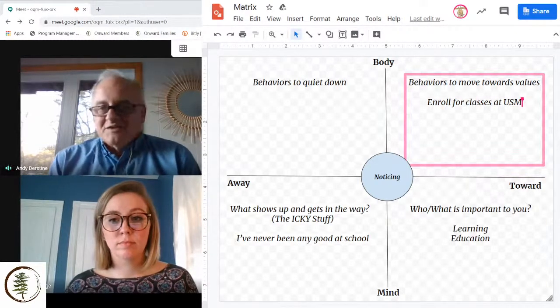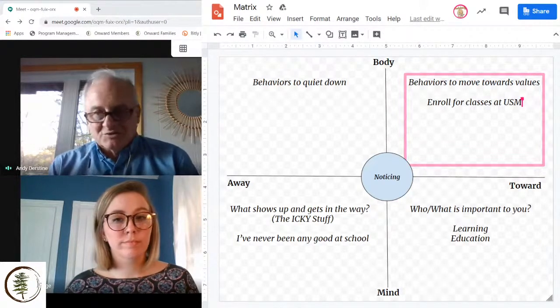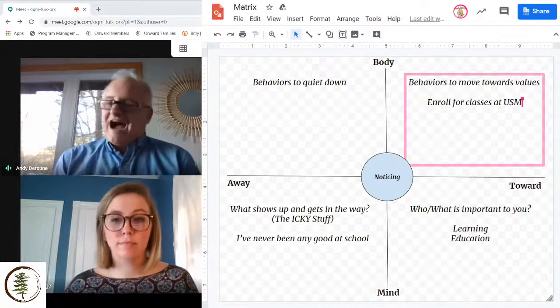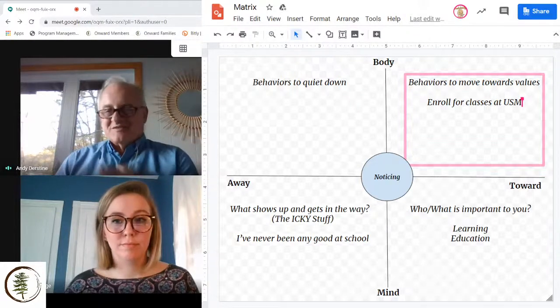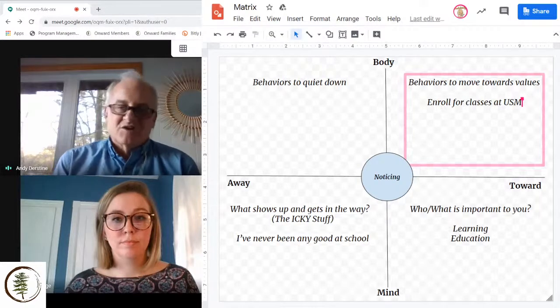So that would be a fairly common example. And, whether it's I'm no good at school, or I've never been able to hold down a job, or I can't talk to people, all of those sorts of absolute statements we work with pretty regularly and utilize those essential components.